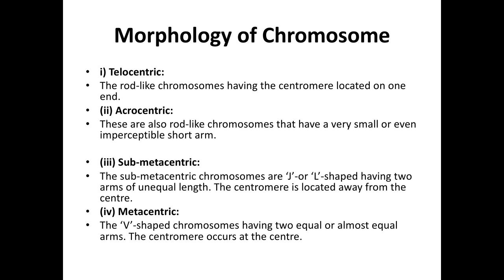Third, submetacentric. The submetacentric chromosomes are J or L shaped, having two arms of unequal length. The centromere is located away from center. Fourth, metacentric. The V-shaped chromosome having two equal or almost equal arms. The centromere occurs at the center.